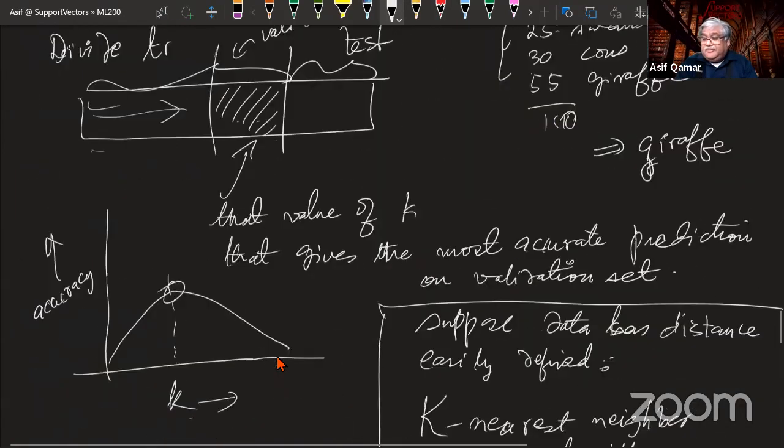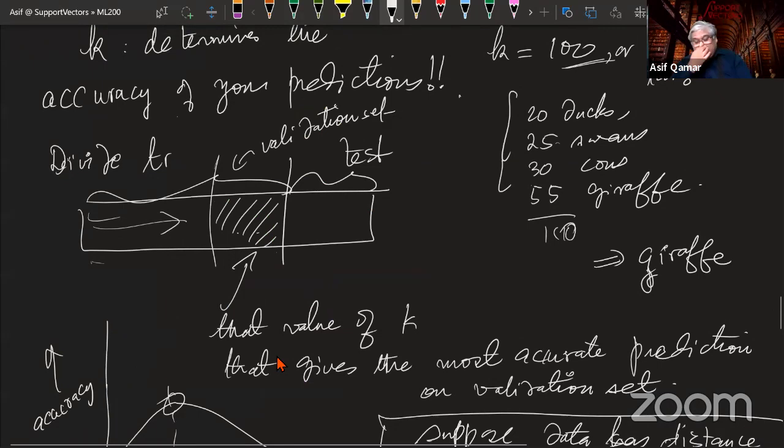The places where it fails is when the dimensionality is high, or you can't define the notion of distance. There is no obvious notion of distance between 2 points. Then this begins to fail. You can't use this.